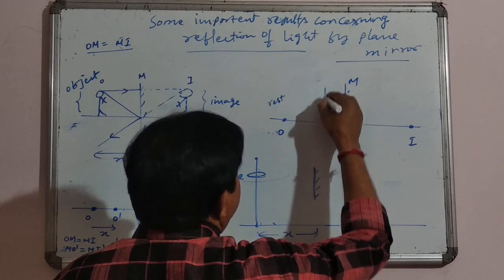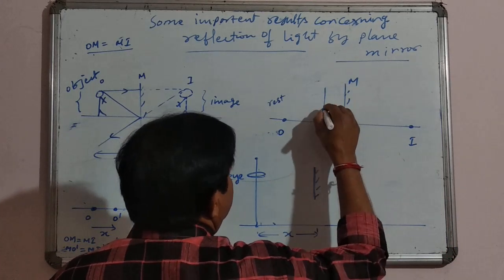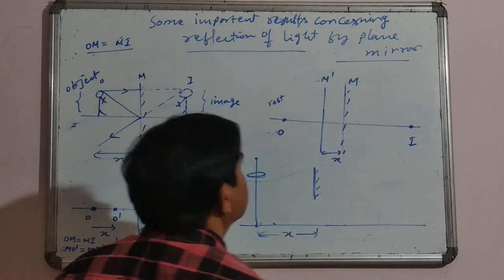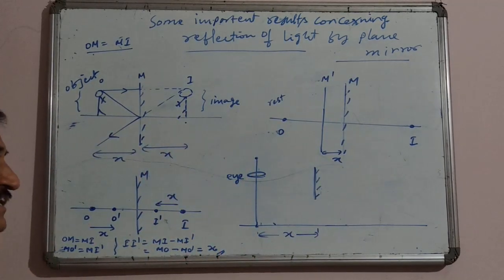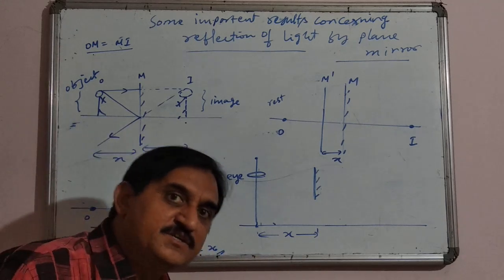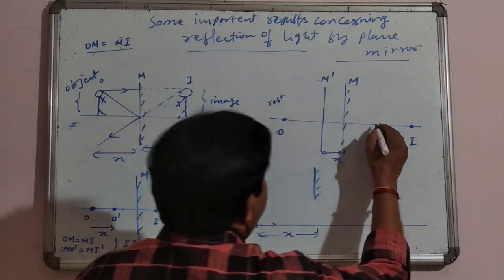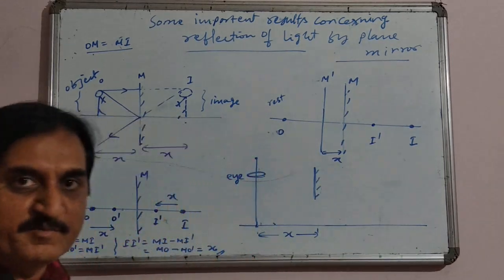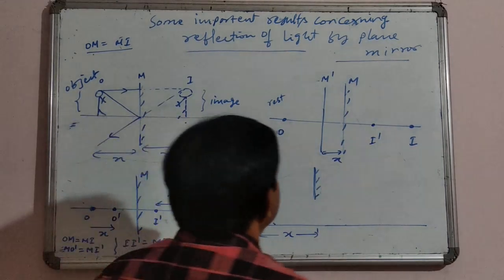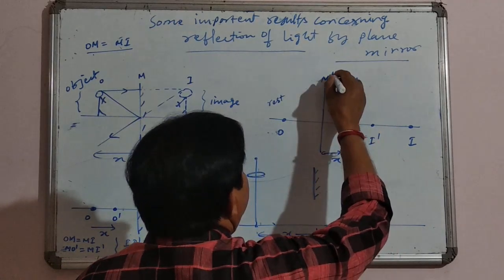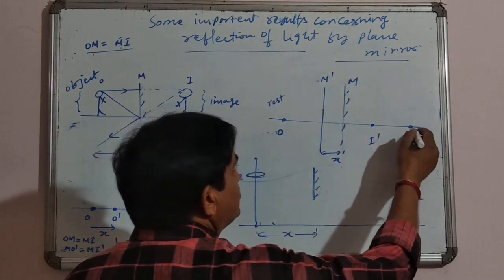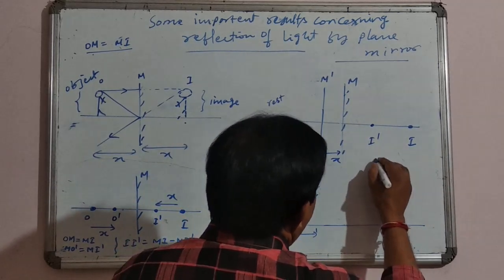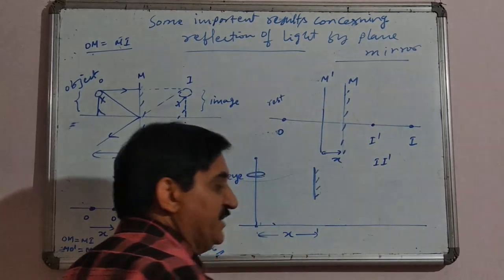If the mirror is shifted by x, definitely its corresponding image will also shift by some amount. Let us find that. Here this is M and the final position of the mirror M dash. This is the initial position of the image and the final position of the image. Let us find I dash, the shift of the image.